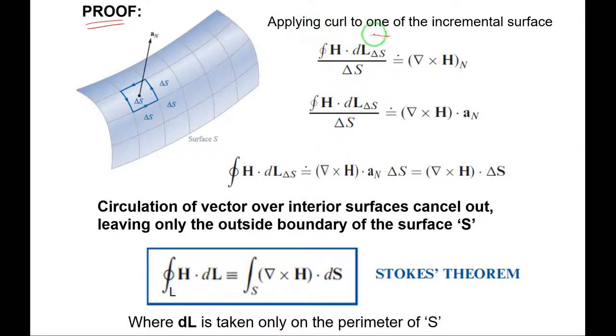So we know the definition of curl, right? By the definition of curl we can write this. This is the definition of curl. The general definition of curl is circulation per unit area. Circulation per unit area. So curl of H, this n indicates the curl effect is in the normal direction, right? So curl of H in direction n is equal to, and we define curl as circulation per unit area.